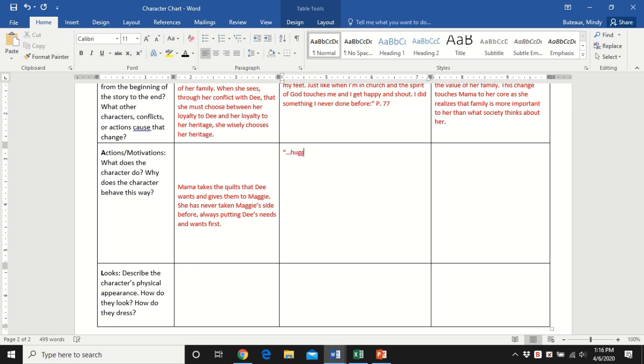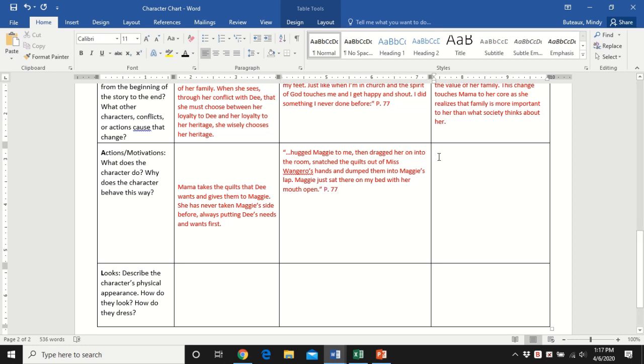So she hugged Maggie to me, then dragged. Maggie really doesn't talk a lot because she's not used to things going her way. And that was paragraph 77 as well.